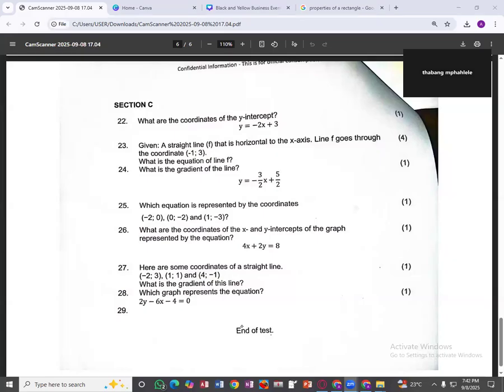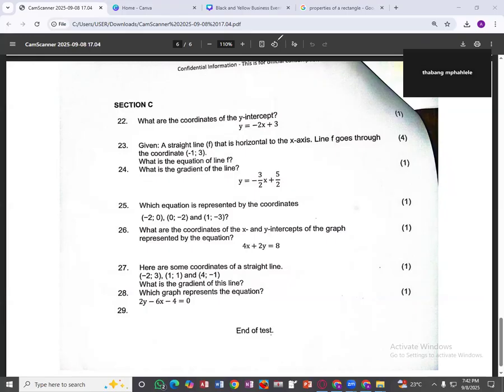Hello, grade nines. Finally, we are wrapping up with your term three assignment, mathematics. We are looking at section C of your assignment. What are the coordinates of the y-intercept, which is question number 22? What are the coordinates of the y-intercept?